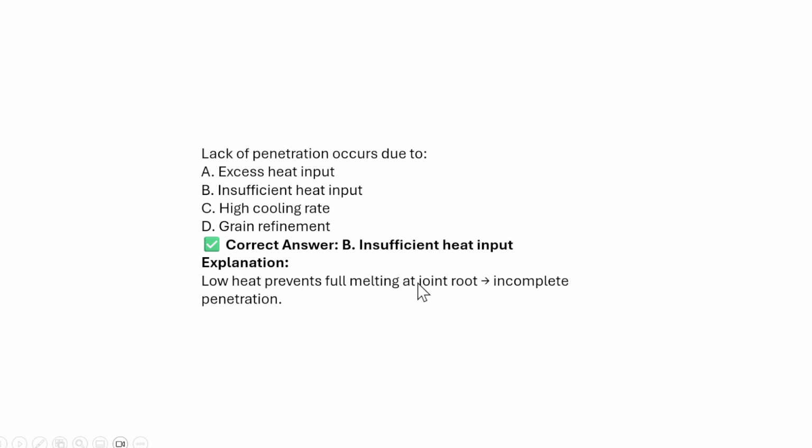Porosity. Next, lack of penetration occurs due to why? Excessive heat input, insufficient heat input, high cooling rate, or grain refinement. Okay, the answer will be B, insufficient heat input. Low heat input prevents the full melting of the joint root, which results in incomplete penetration.